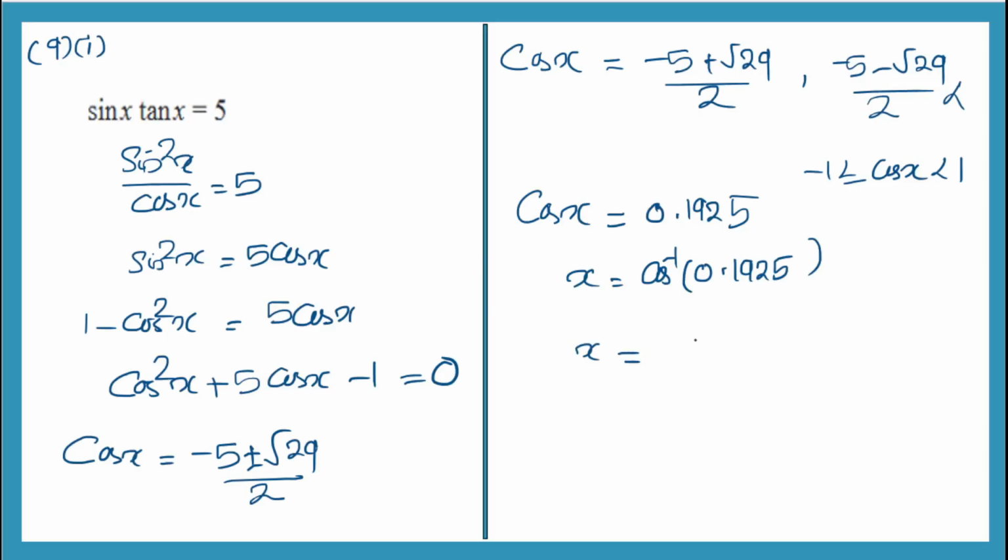That equals 78.9 degrees. Now the next value of x is given by 360 minus 78.9 degrees, equals 281.1 degrees.